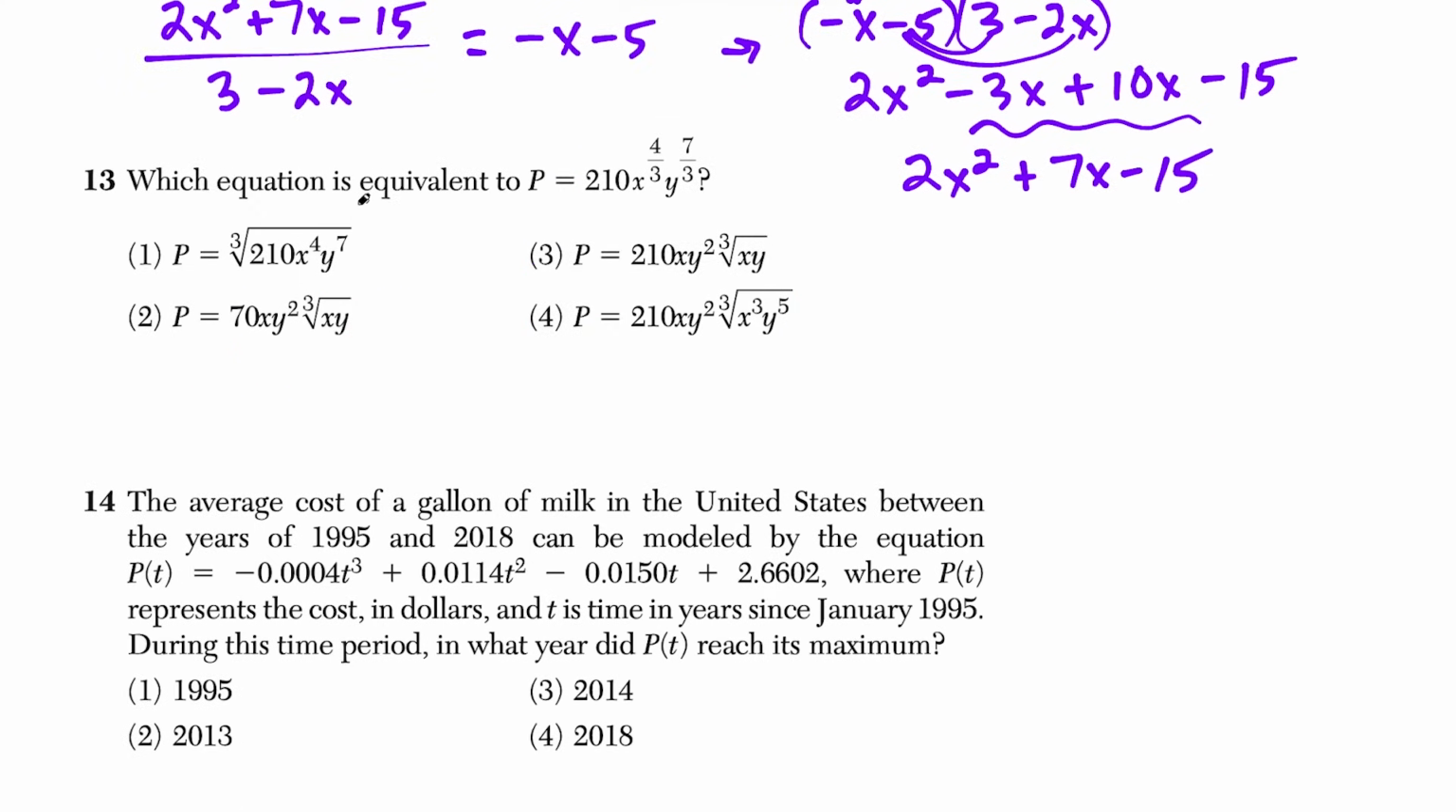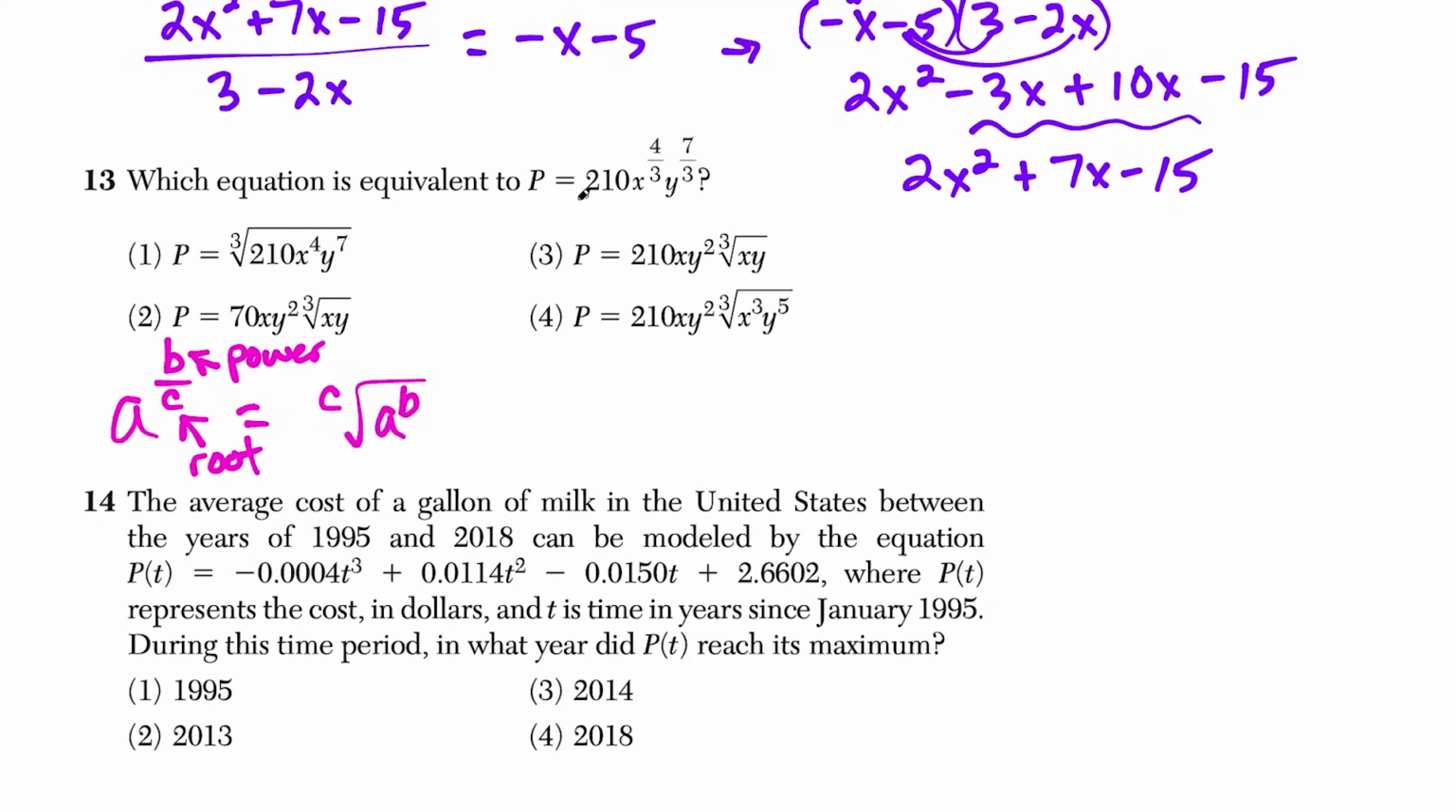Question 13, which equation is equivalent to this one? So it really helps to know a to the b over c is equal to the c root of a to the b power. So anytime I have an exponent term where I have a fraction or a rational exponent, I just think power over root. Okay, so the number on top is the power, and the number on bottom in the denominator represents the root. And that's how we convert to radical form.